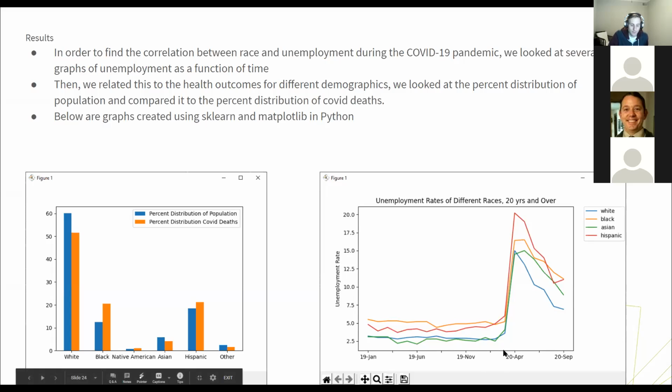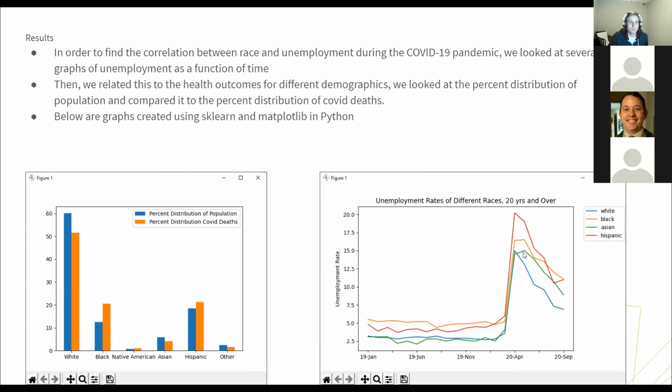So on this time graph, unemployment rates skyrocket around March, which is expected. That was when the stay-at-home order was implemented, or there was a national recommendation to stay home. Notably, Hispanics appear to have the highest unemployment rate at this time, and it stays pretty steady as the highest as time goes on, taking another spike here. Blacks as well appear to have another high unemployment rate, as well as Asians.